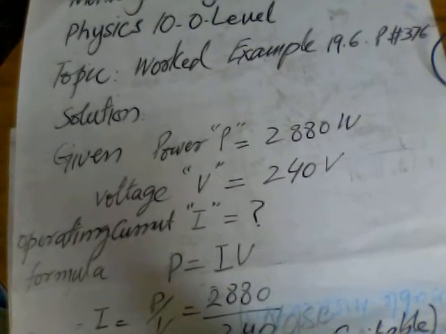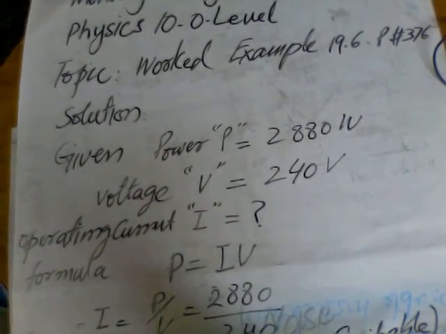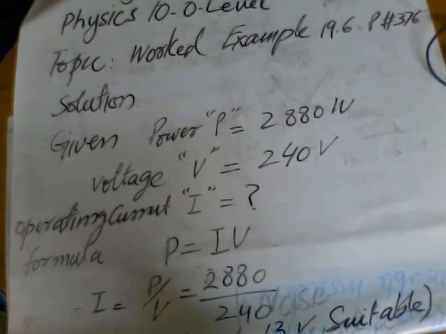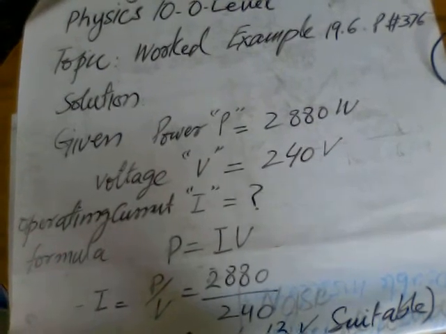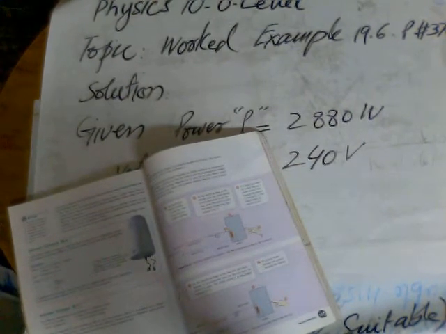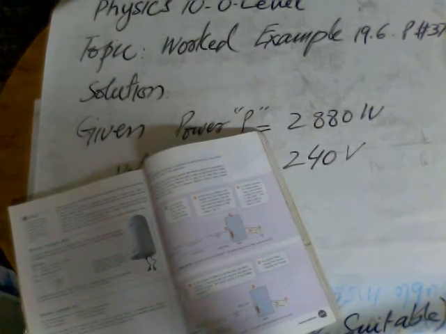Open your books. I'm going to read the statement from the book so that you may understand the statement properly. A hot water heater is rated at 2880 watt. It is power 2880 watt.